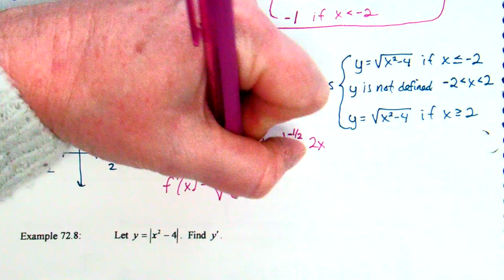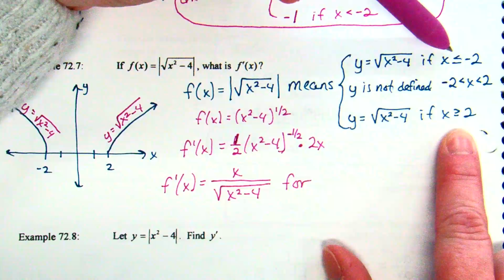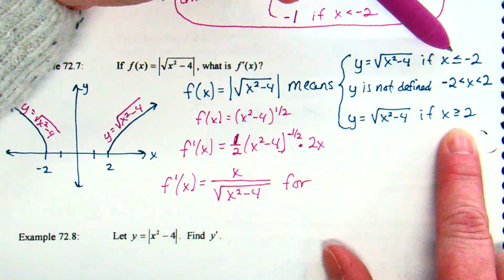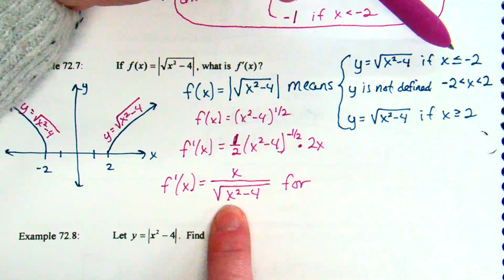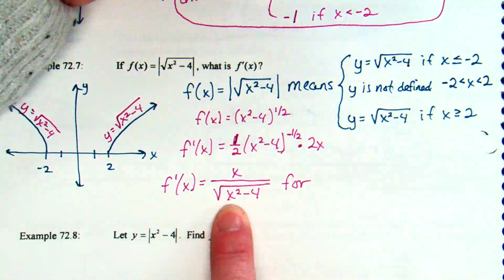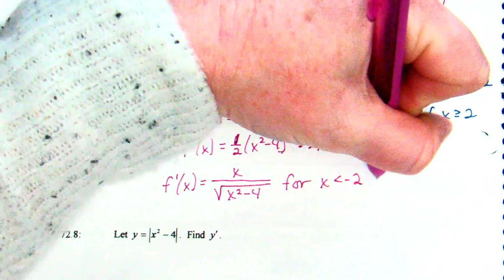Okay, now, for what x values is this true? X is... Okay, so generally speaking, it was less than or equal to negative 2, greater than or equal to 2. One slight change when we took the derivative. What value can we not technically use? 2 and negative 2. So for the derivative, I'm going to have to say for x less than negative 2 or x greater than positive 2. In other words, for the derivative, I have to take off the equals part.